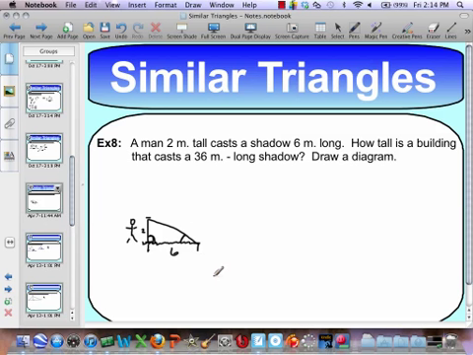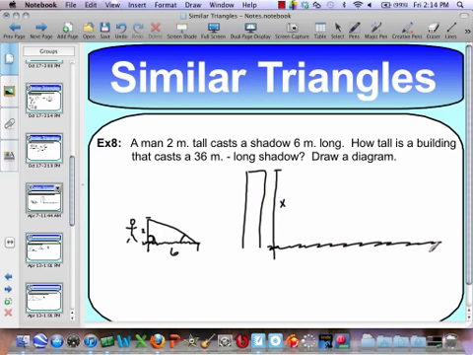Okay. So if I take a tree, or a tall building in this case, with an unknown height, that casts a long shadow. X is 180 over 36. Can that be reduced? It's 5. Again, the sun angle for these two, especially if they're done at the same time, will be the same angle. So we have our two similar triangles.